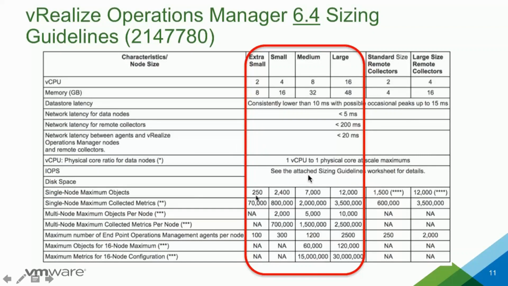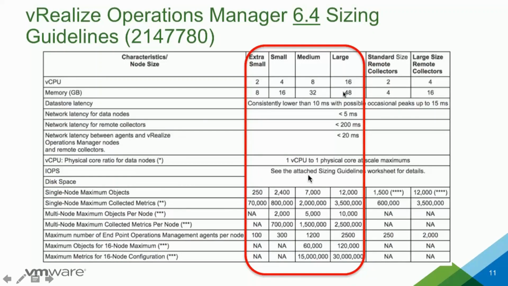I almost always use the small node configuration as my minimum. But again, that does require 4 vCPUs and 16 gigabytes of memory, and our large goes up to 16 vCPUs and 48 gigs of memory. Now, these are generalizations. There's actually a sizing spreadsheet that we'll talk about in just a few minutes that will allow you to get much closer in detail.